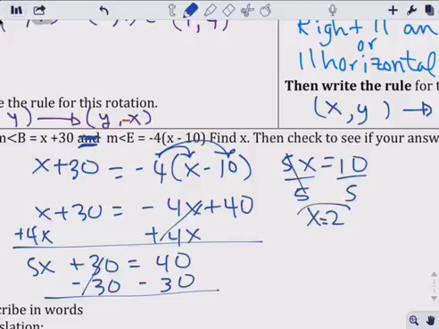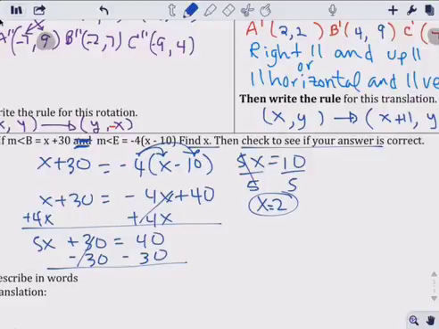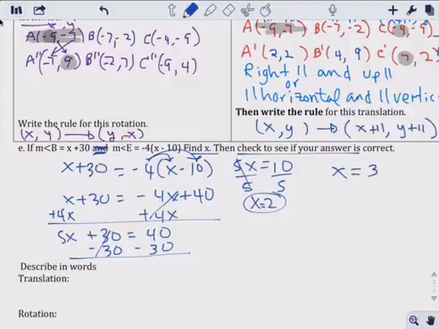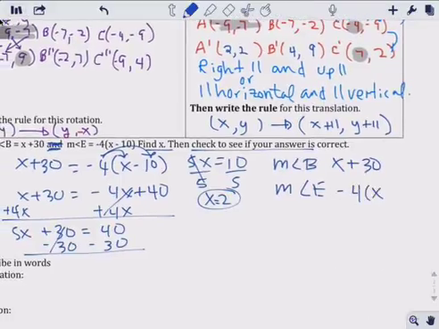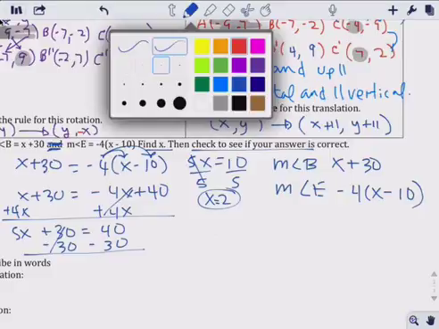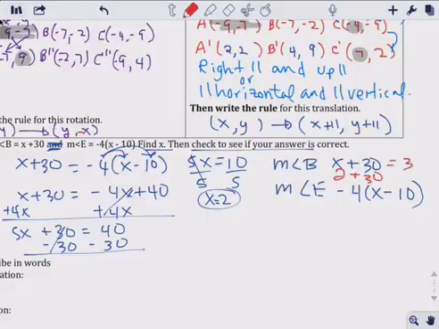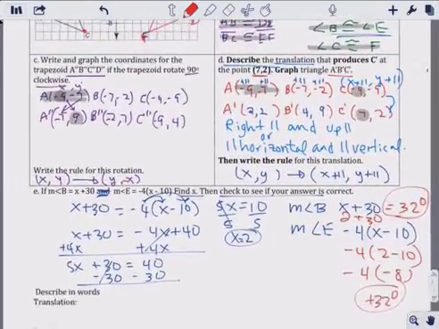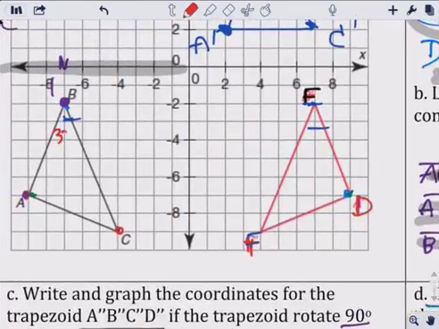Okay, x is 2. It says check it. Check to see if your answer is right. Okay, x plus 30. The measurement of angle B is x plus 30, and the measurement of angle E is -4(x minus 10). So this is 2 plus 30, which is 32 degrees. And this is -4 times (2 minus 10). That's -8 times -4, which is a positive 32 degrees. So you notice angle B and angle E are both 32 degrees. See, they're the same.